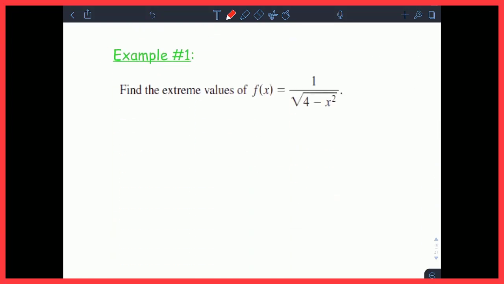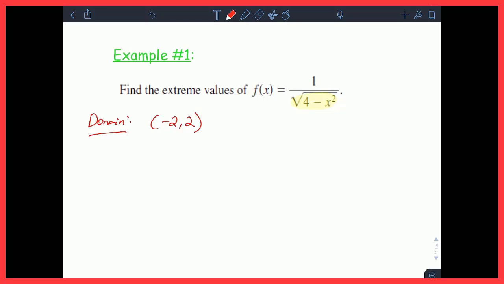Let's put everything together and try a problem. This one says find the extreme values of this function. Now, even though I didn't give you an interval here, this function actually is unique in a sense that it has its own understood domain. This function is only defined on negative 2 to 2. You'll notice that if you plug in values left or right of negative 2 or positive 2, you're going to get things that don't exist.